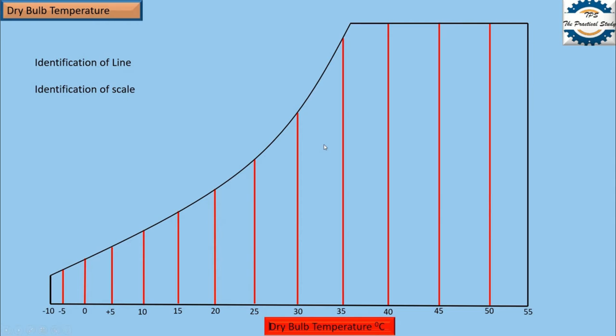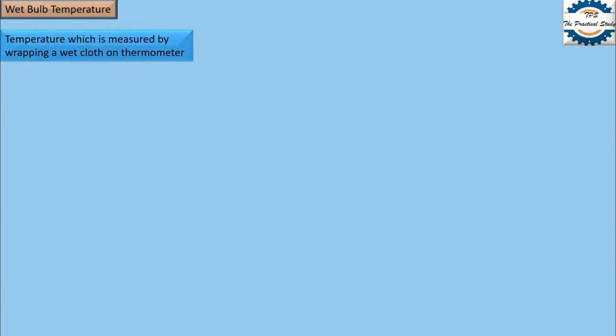I think dry bulb temperature is clear right now. Let's move to the next parameter. Wet bulb temperature. This is the temperature which is measured by wrapping a wet cloth on a thermometer. We have already made a video on this topic. Let's find out its line position and its measuring scale on the psychrometric chart.